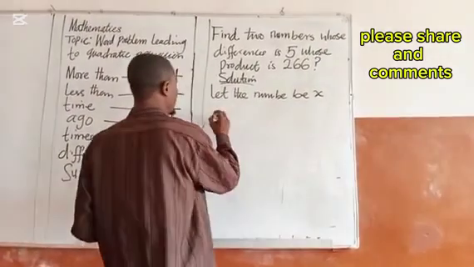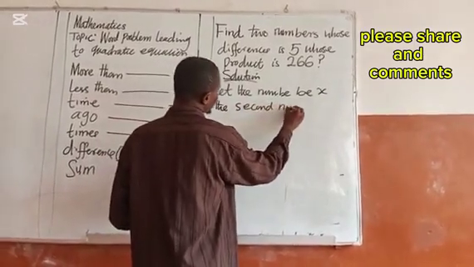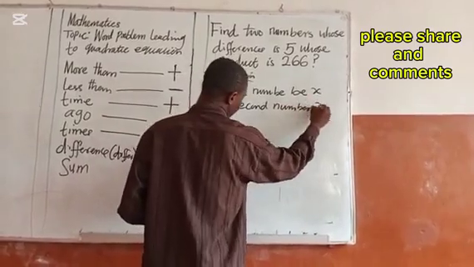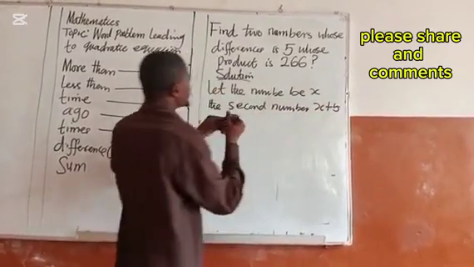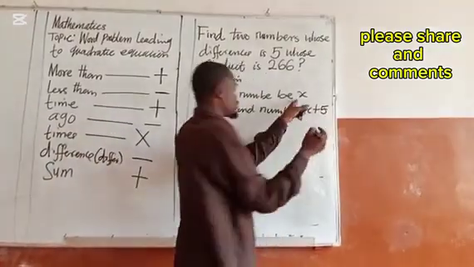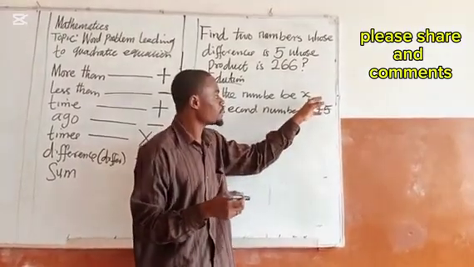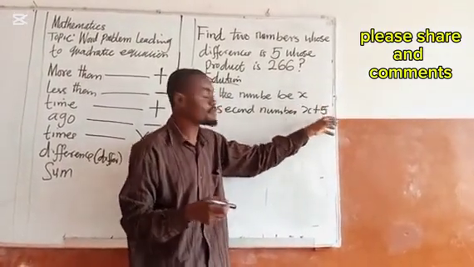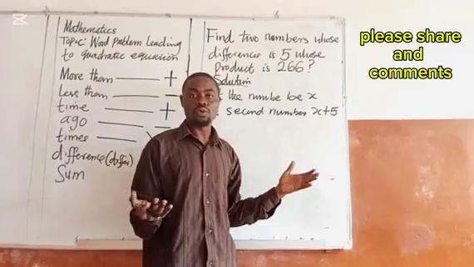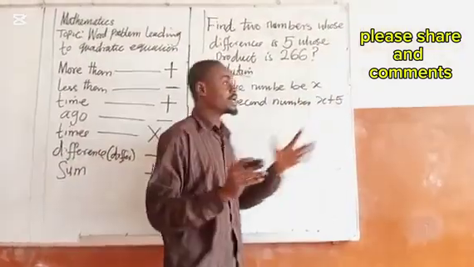So the second number is x again. Add 5 to it because you say they differ by 5. Which means if this one is x plus 5, the next one is also what? x. Because if you try x plus 5 minus x, you have 5, because this difference is 5. So if I say it differs by 3, the next one should be x plus 3. You are done with this.